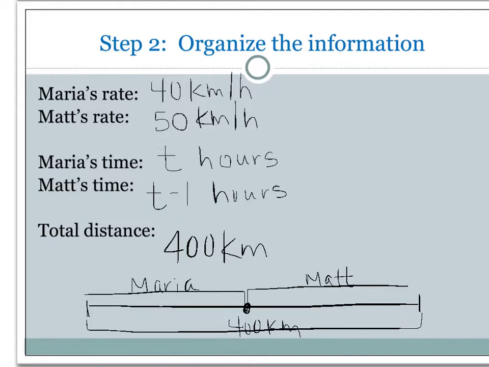So we know that Maria's rate times time plus Matt's rate times time must equal our 400 kilometers. So when we put that into an equation, here's what it looks like. We know that it's Maria's rate times time plus Matt's rate times time must equal 400 kilometers. And so we're going to use these values that we came up with and plug it into our formula. And let's see what we get.